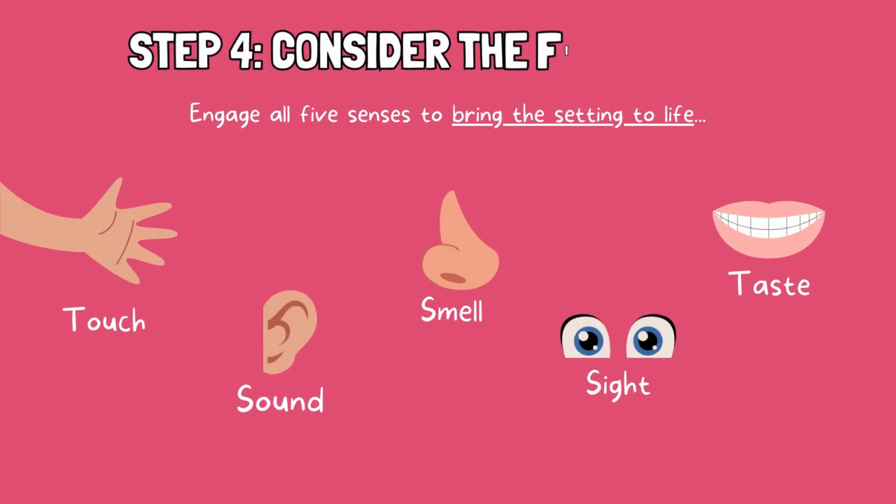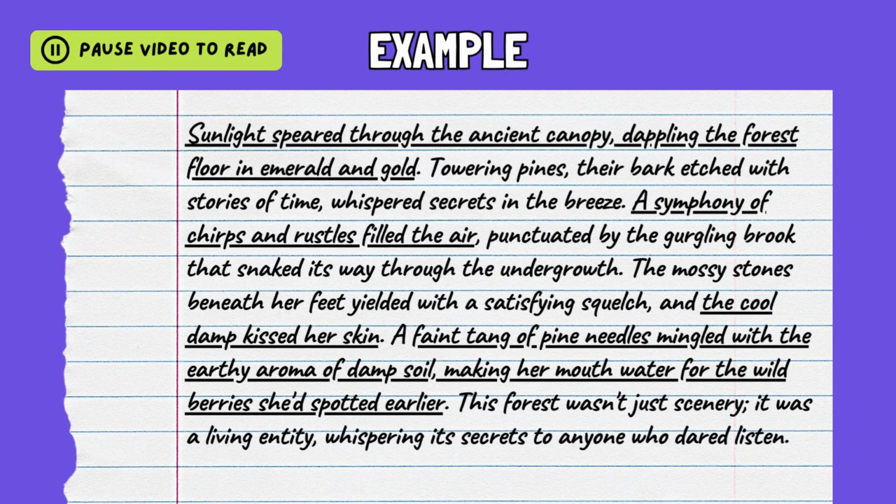Step 4. Consider the 5 senses. Provide detailed descriptions of the surroundings. Engage all 5 senses to bring the setting to life. Describe what characters see, hear, smell, touch, and taste in the setting. For example, for the setting of an enchanted forest, you could provide the following description.